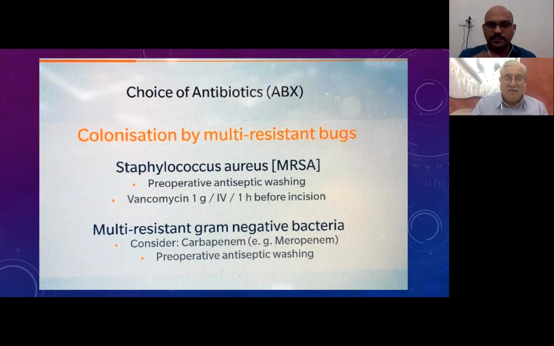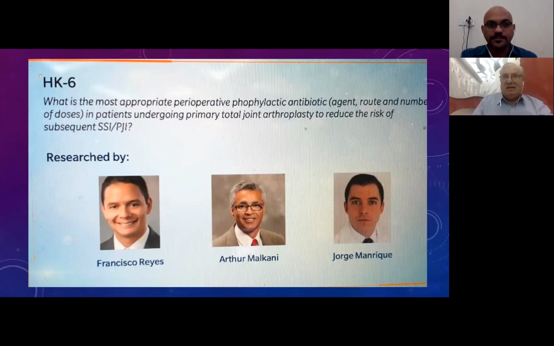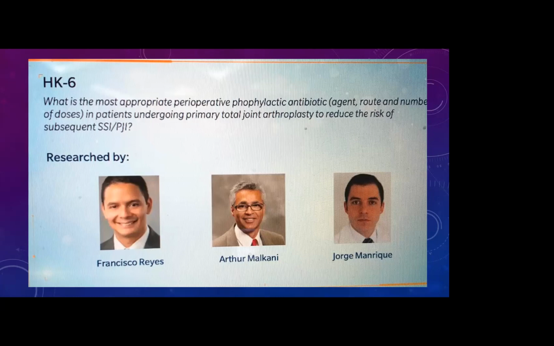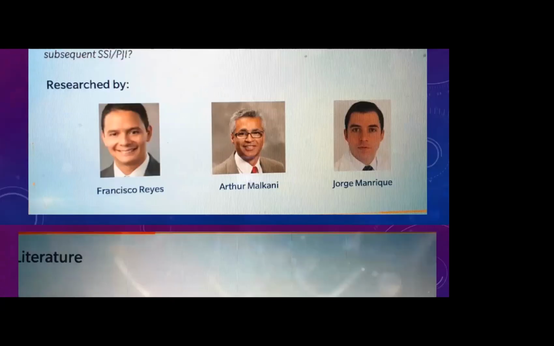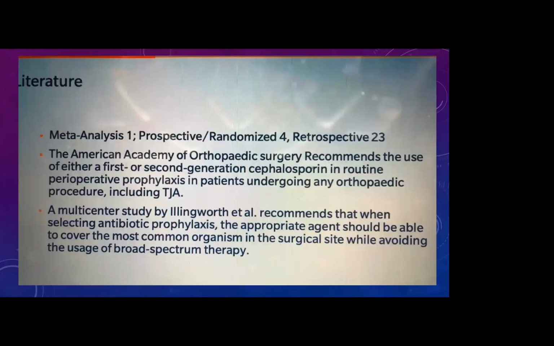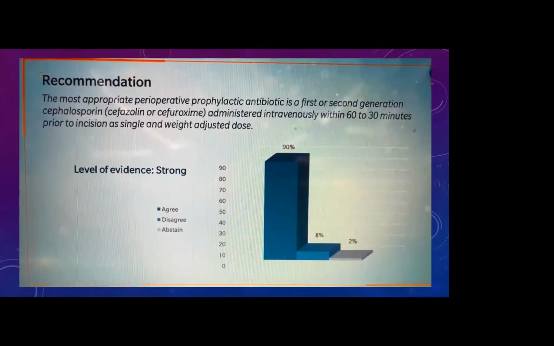or SSI. Now, we come to one question in the international consensus meeting. What is the most appropriate perioperative prophylactic antibiotic agent and route of administration and the doses in patients undergoing primary total joint arthroplasty, hip and knee and elbow, all of them, to reduce subsequent SSI and PJI? And this is carried by 3 scientists, and the literature's a lot of meta-analysis and prospective randomized and retrospective study, including multi-center. What is their recommendation? The recommendation is agreed by 90%.